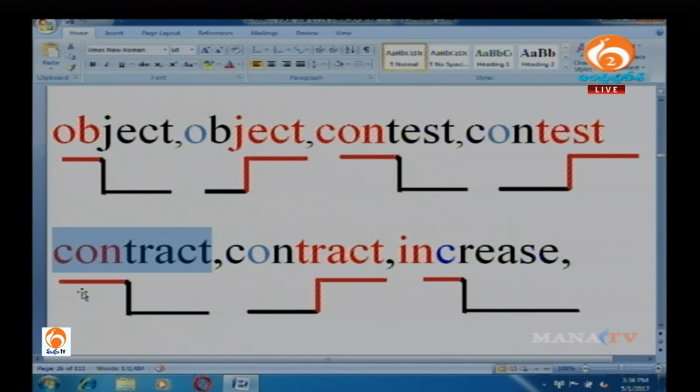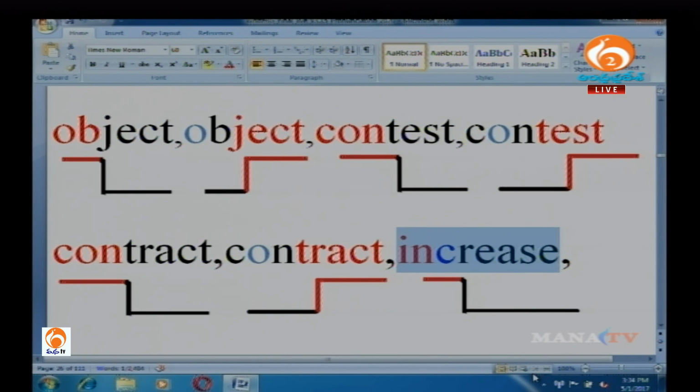Just repeat after me. Contract, contract, okay? Contract is a signed document, a signed agreement. Contract means to shrink. So it's a verb, so tract, the second syllable, is louder. Contract, contract. How about this one? Increase, increase. That's a noun. If you say increase, that's a verb.